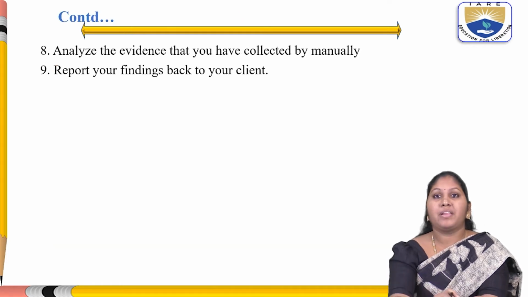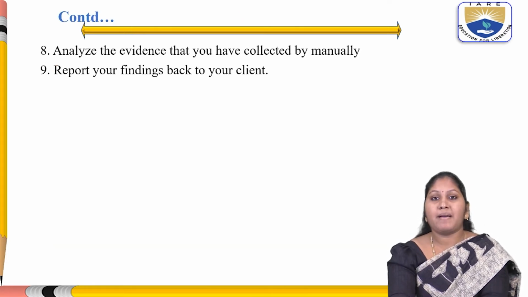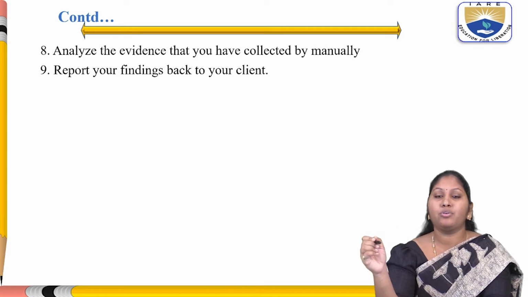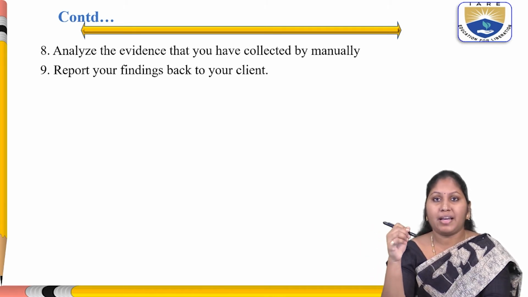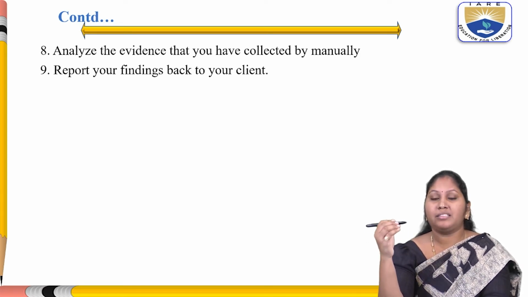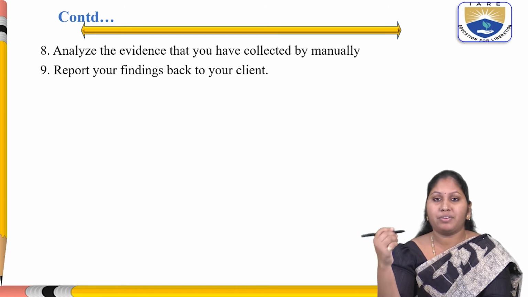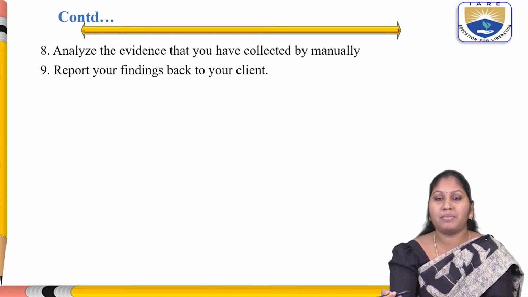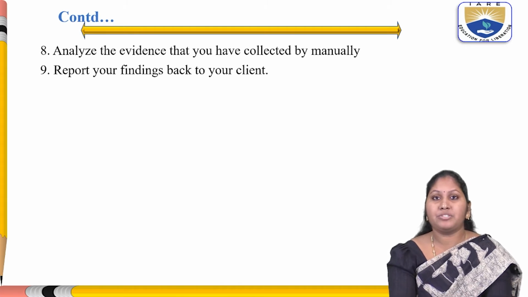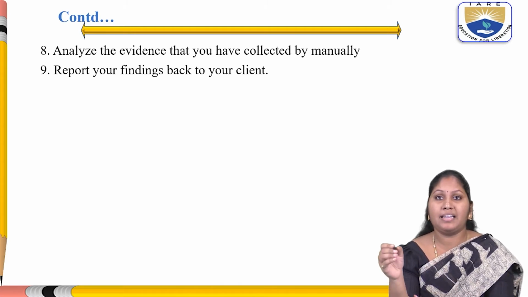And next one, analyze the evidence that you have collected manually. So every time you collect evidence, we have to analyze it manually. Analyze manually means check once again. If you have collected some information, and next you collect another piece of information, we have to analyze them both equally and manually.